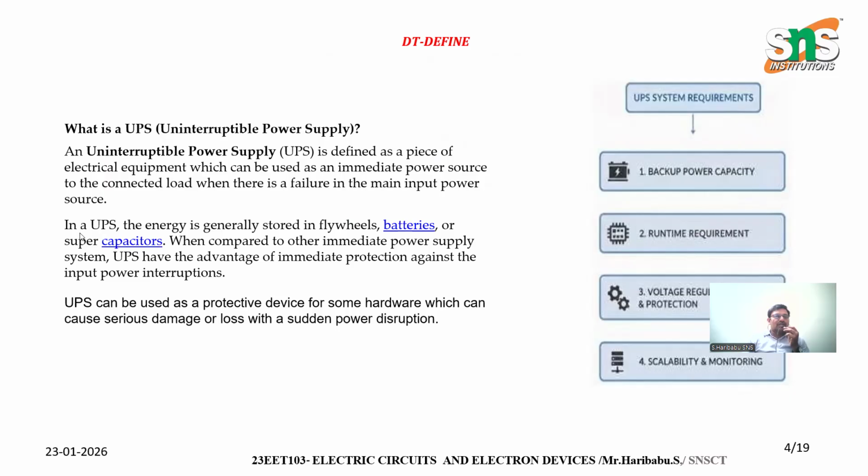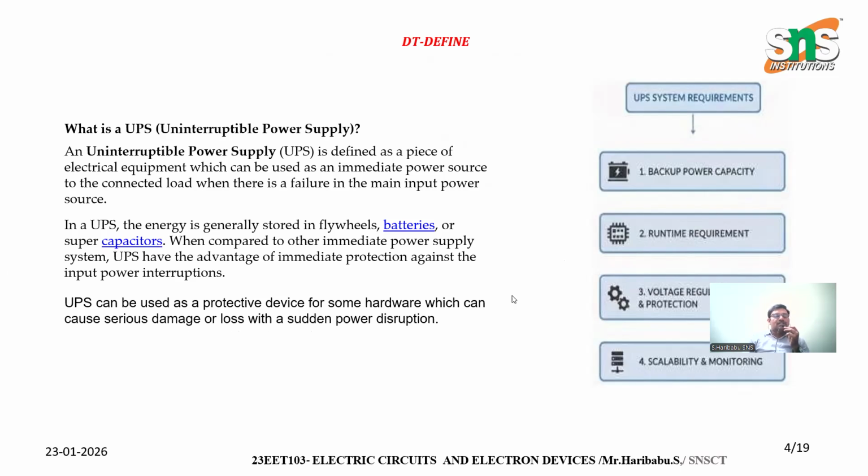Okay. And next is about UPS. In a UPS, the energy is generally stored in flywheel, batteries, or supercapacitors. This also we discussed previously. So when compared to other immediate power supply systems, UPS has the advantage of immediate protection against input power interruptions. Okay. UPS can be used as a protective device for some hardware which can suffer serious damage or loss with a sudden power disruption.